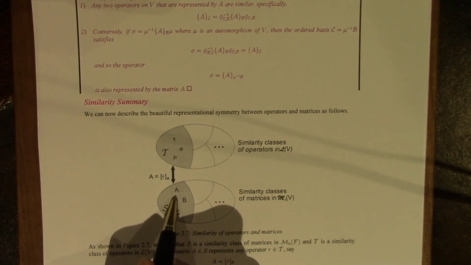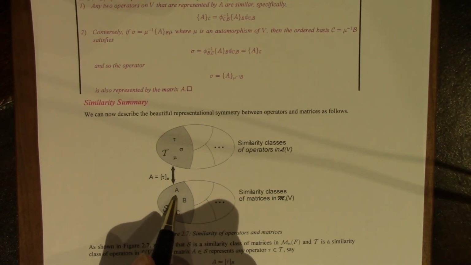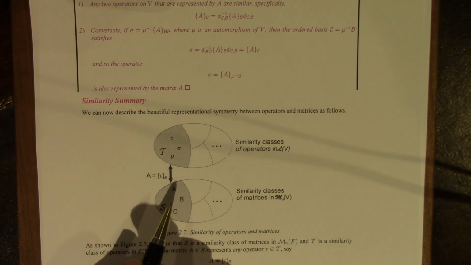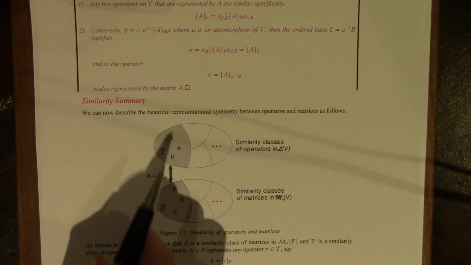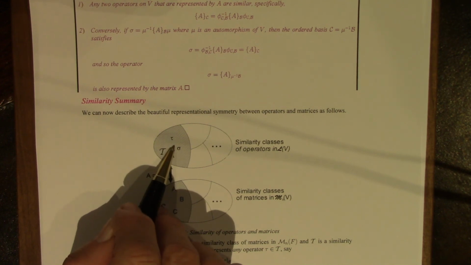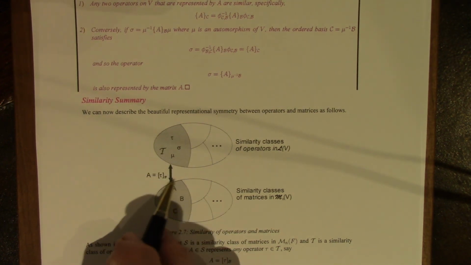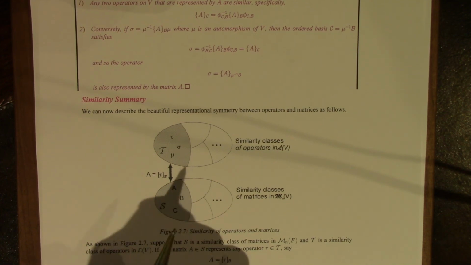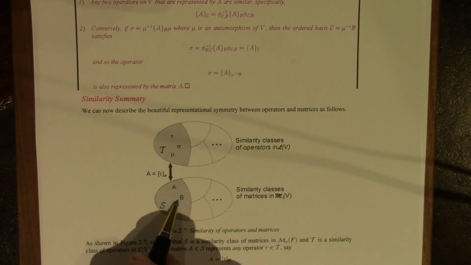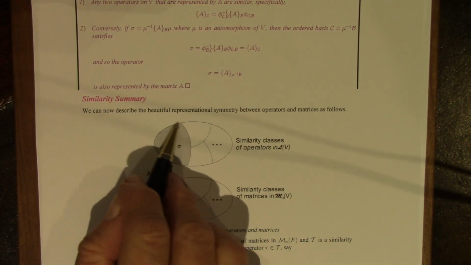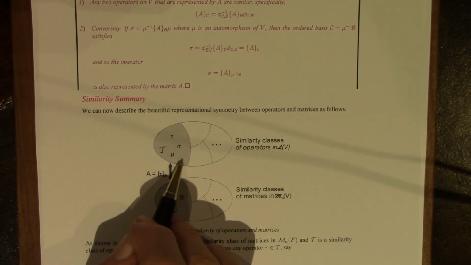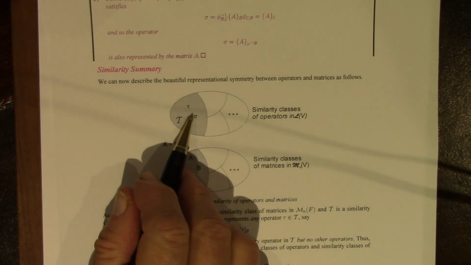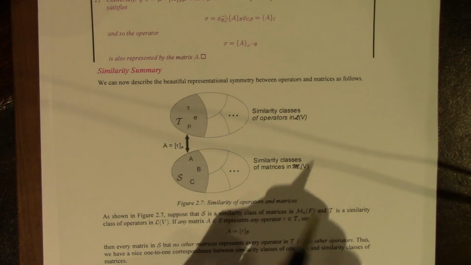And so there is a nice one-to-one correspondence between the similarity classes of operators and the similarity classes of matrices. Every operator in this similarity class is represented by all the matrices in this similarity class, and none others. And every matrix in this similarity class represents all of the operators in this similarity class and no others. So there's a pairing or one-to-one correspondence of similarity classes between operators and matrices.